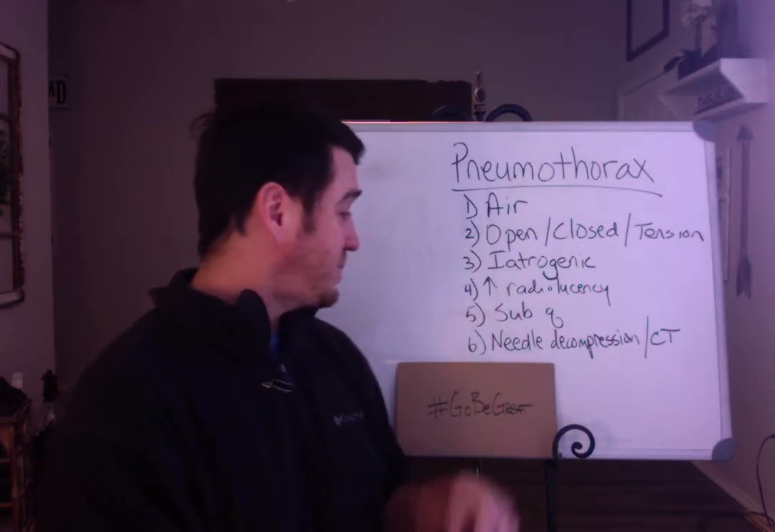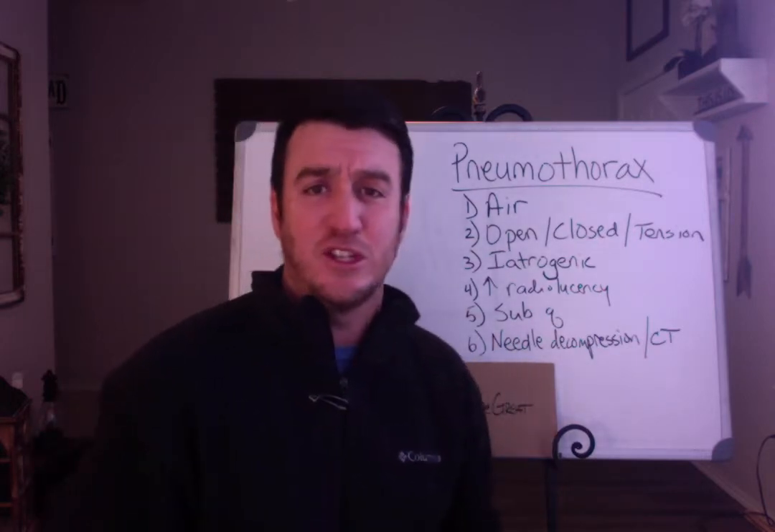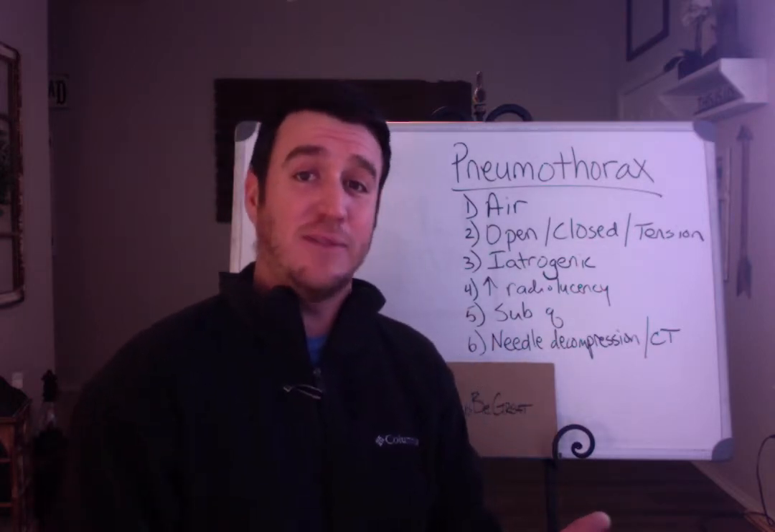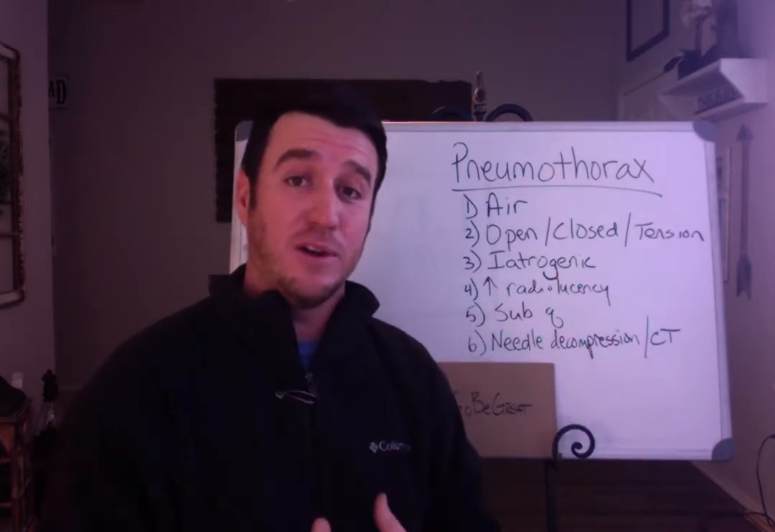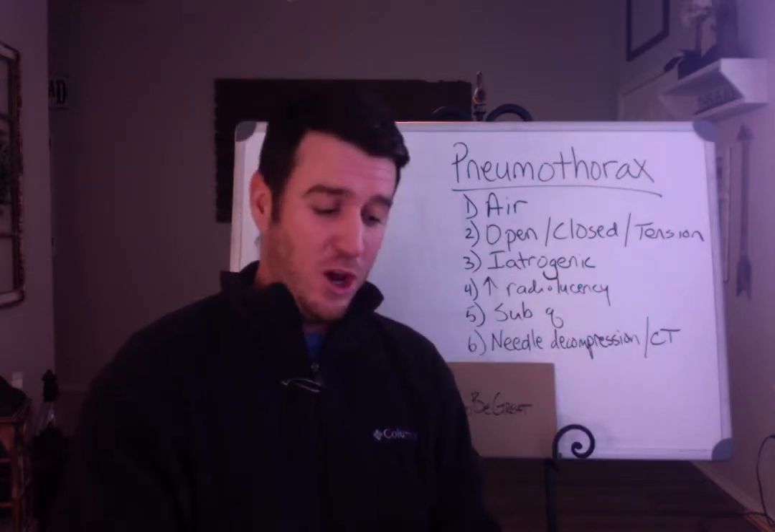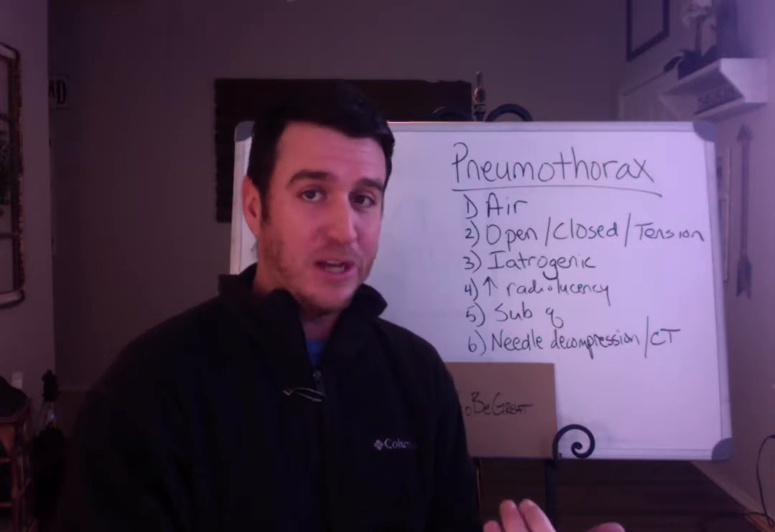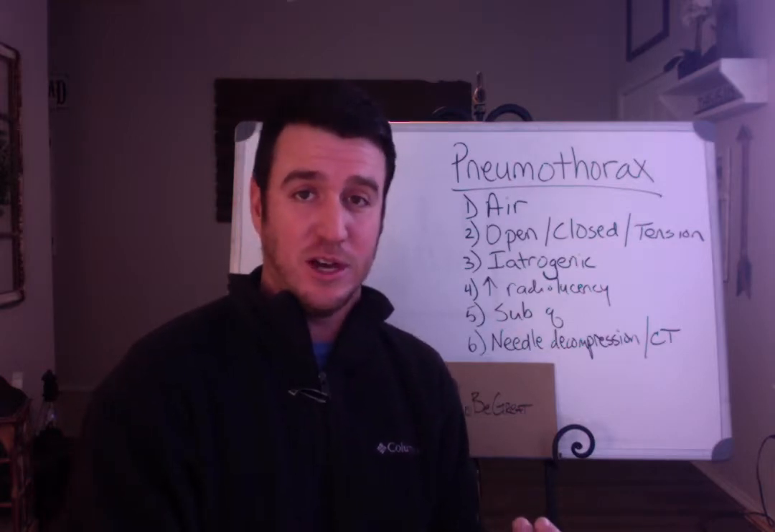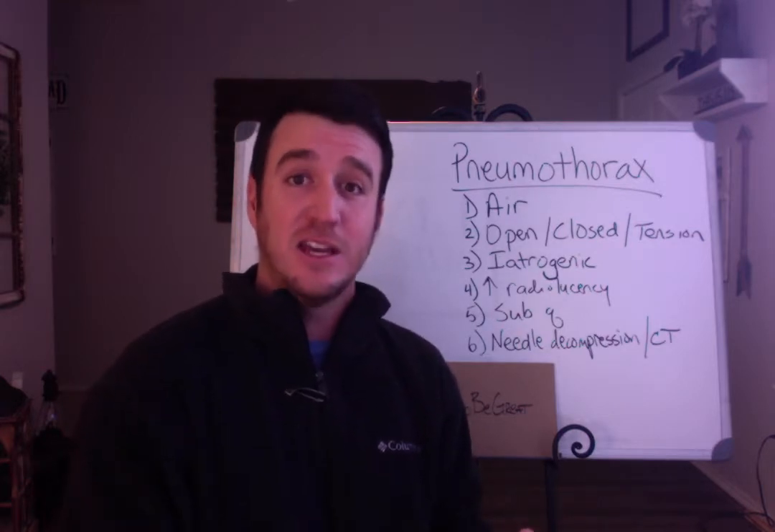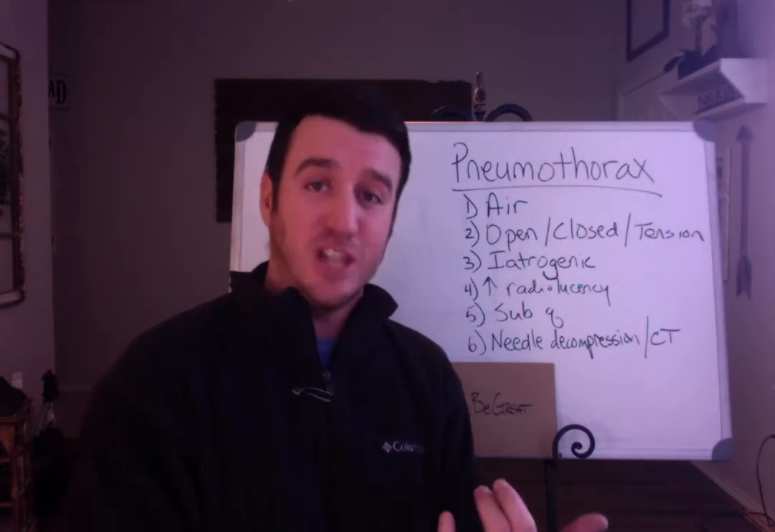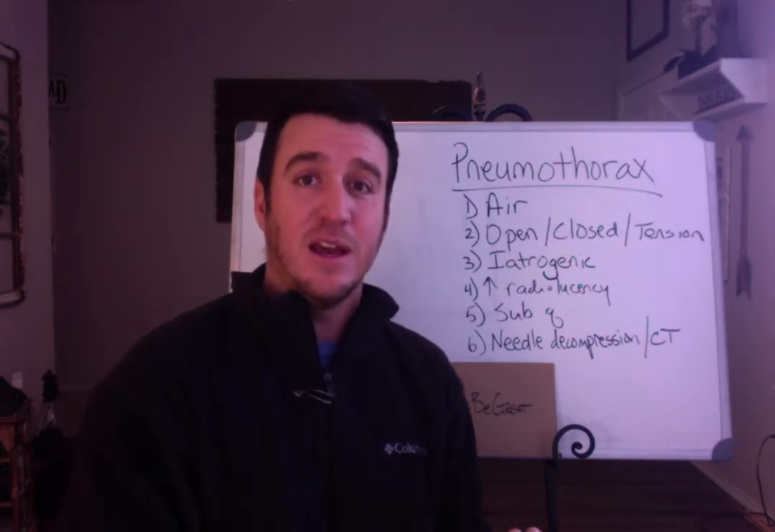And then the last thing is, how do we treat it? You have to understand that you treat it by getting the air out of the pleural space. How do we do that? One of two things. Needle decompression, which is always going to be the answer when you're talking about a tension pneumothorax. The other option is to put in a chest tube to evacuate the air.